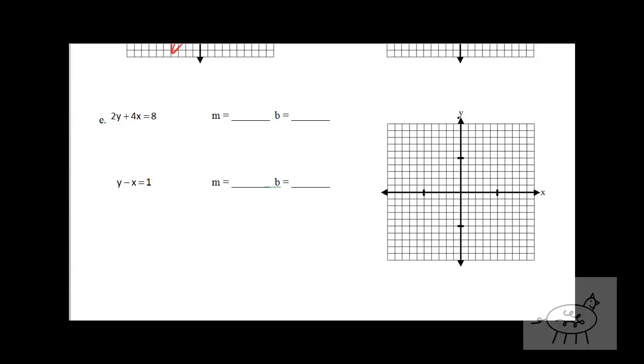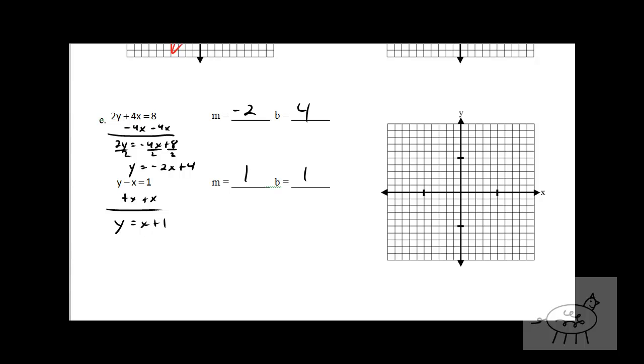Same thing, math fans. I'm going to subtract 4x. And we get 2y equals negative 4x plus 8. Divide by 2. Y equals negative 2x plus 4. So slope is negative 2. B is 4. Okay, this one just need to add x. So you get y equals x plus 1. So slope is 1. Y-intercept is 1.